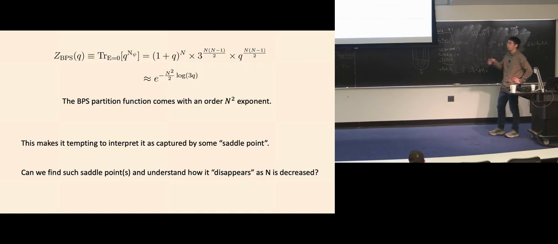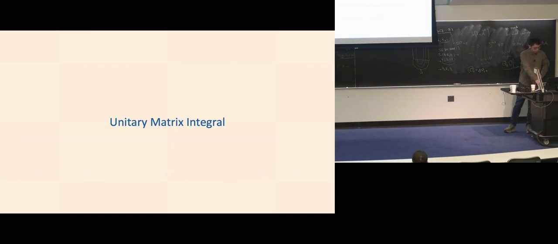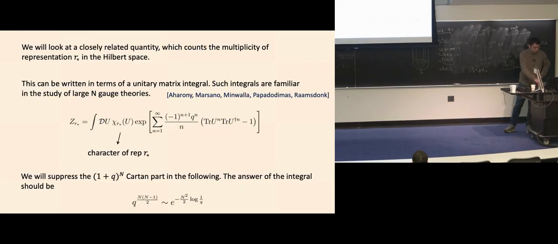find an integral to which this is a saddle point answer, and then maybe try to understand, if it is a large N saddle point, how does it manage to disappear as N is decreased by 1? Usually we think of a large N saddle point as something quite robust, which doesn't depend sensitively on the value of N, but here apparently it's very sensitive to the value of N. So to do that, we use this idea of unitary matrix integral.